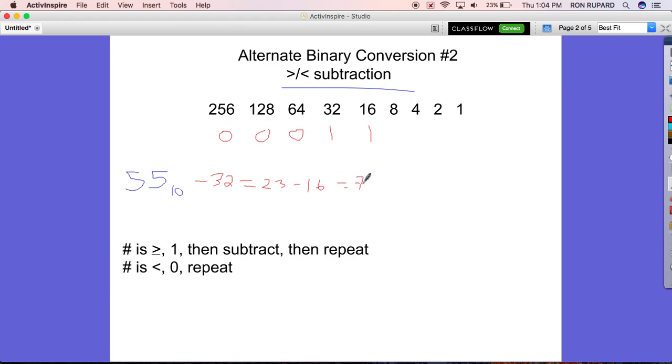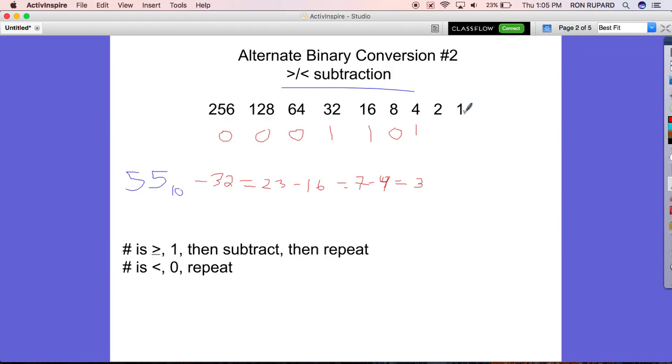Equals 7. 7 is less than 8, so we write a 0, then repeat. 7 is greater than 4, so we write a 1. 7 minus 4 equals, that looks like a 9, that's supposed to be a 4. Equals 3. Then we repeat.